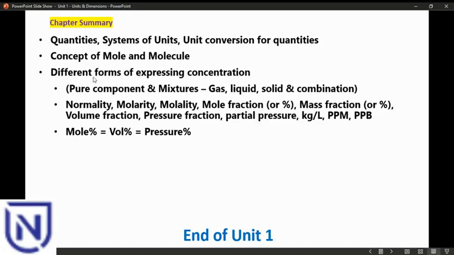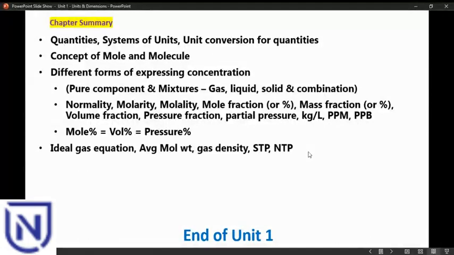Then we have seen how to convert different forms of expressing concentration, for gases, liquids, solids, and a mixture of the two, that is solids in liquid. Examples of the different types are normality, molarity, molality. Given a situation, we know how to calculate them. We know how to calculate mole fraction or mass fraction and interconvert between them given the molecular weight. We know how to calculate volume fraction and pressure fraction. Given the condition, mole percent, volume percent, pressure percent, you can find out the partial pressure also. We have seen ppm and ppb and how to do the calculation.